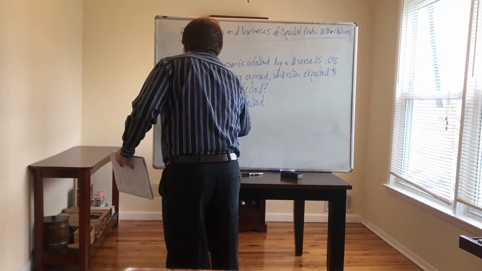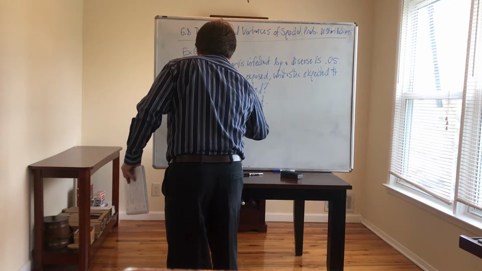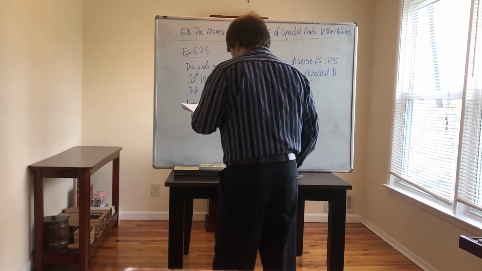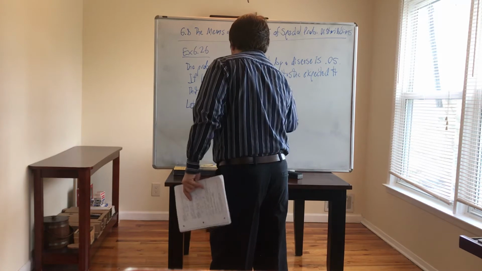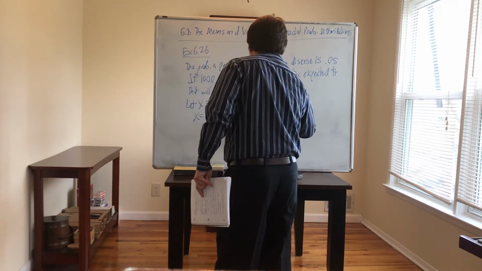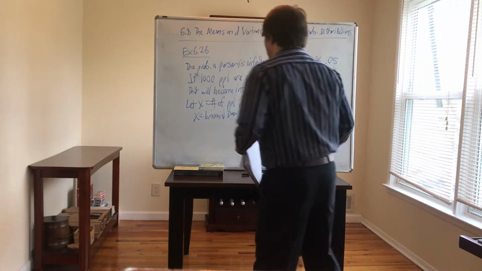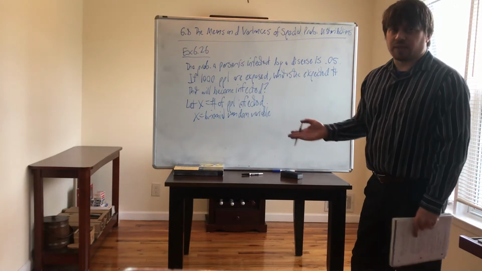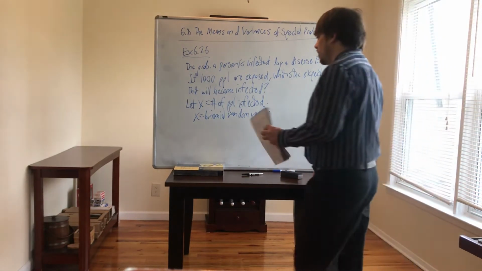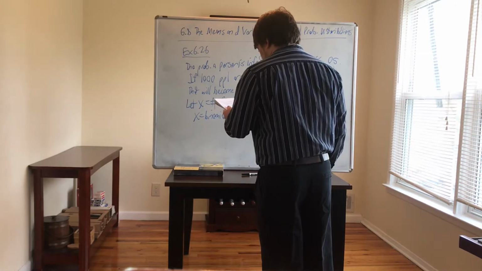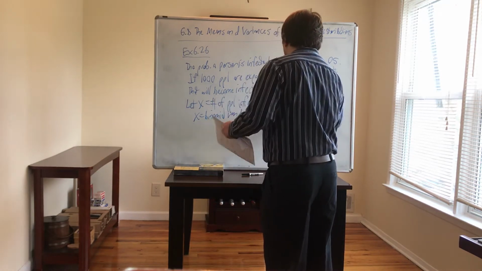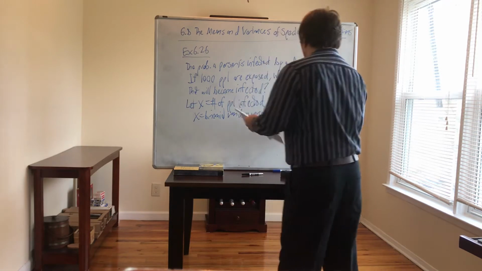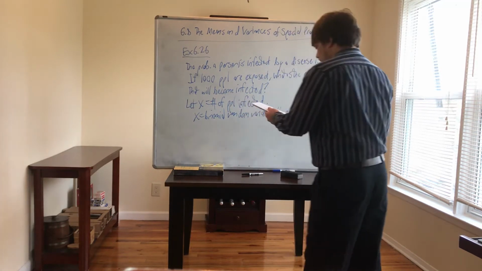X is a binomial random variable. Right? It's a binomial random variable because there's two choices: either someone's infected or not infected. Success or failure. So we have X is a binomial random variable with p equal to 0.05. That's the probability of success.